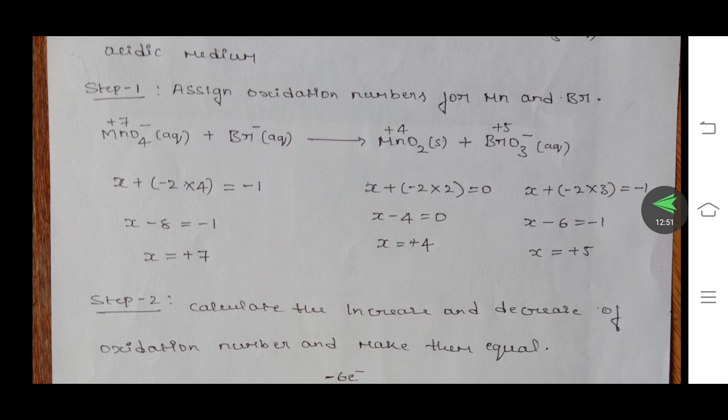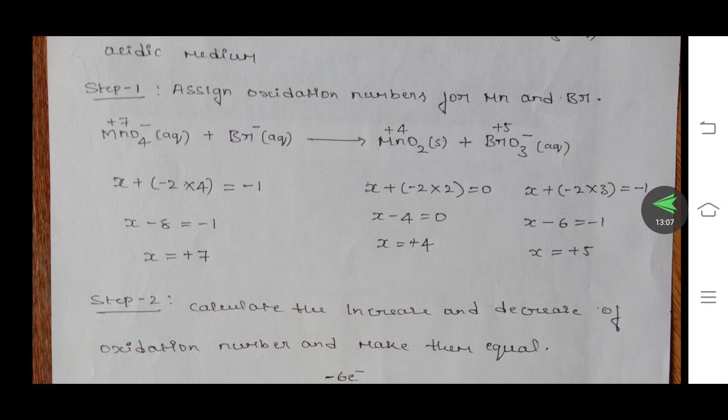X equal to plus 7. Now you have to find out the oxidation number for manganese, Mn. So X plus minus 2 into 2 equal to 0. So X minus 4 equal to 0, X equal to plus 4. That is the oxidation state for manganese.